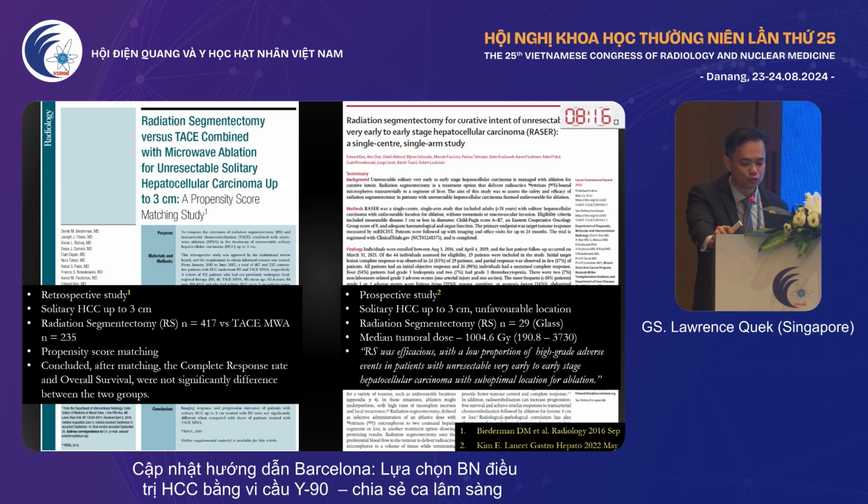And then a further study by Atkins group, Mount Sinai, and we look at a prospective study now, also 3 centimeter tumors in unfavorable location. The numbers are smaller, but it shows that it works. They have given doses more than 2.5 times the legacy trial of 400 grays. We're looking at 1,000 grays for the median tumoral dose. They have shown that radiation segmentectomy is efficacious. Low proportion of high-grade adverse events in these patients because it's very localized. And in patients who are unresectable, very early to early stage HCC with suboptimal location for ablation.